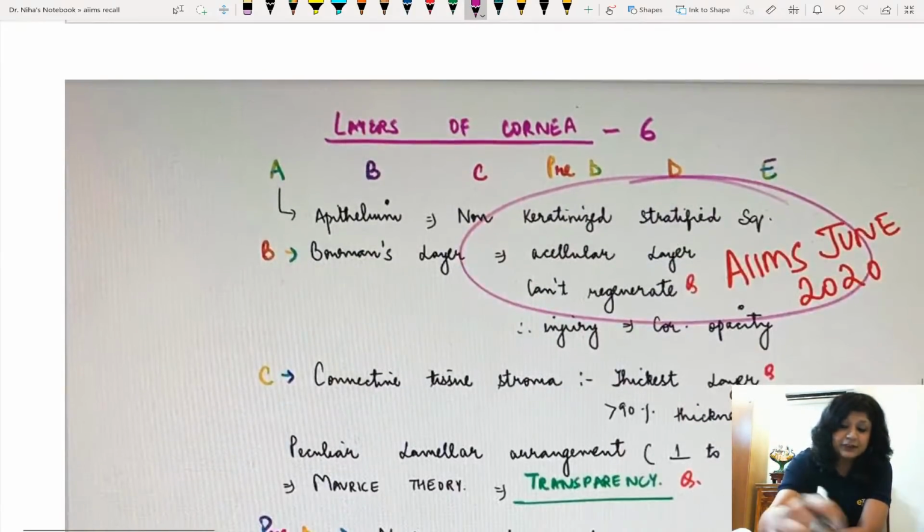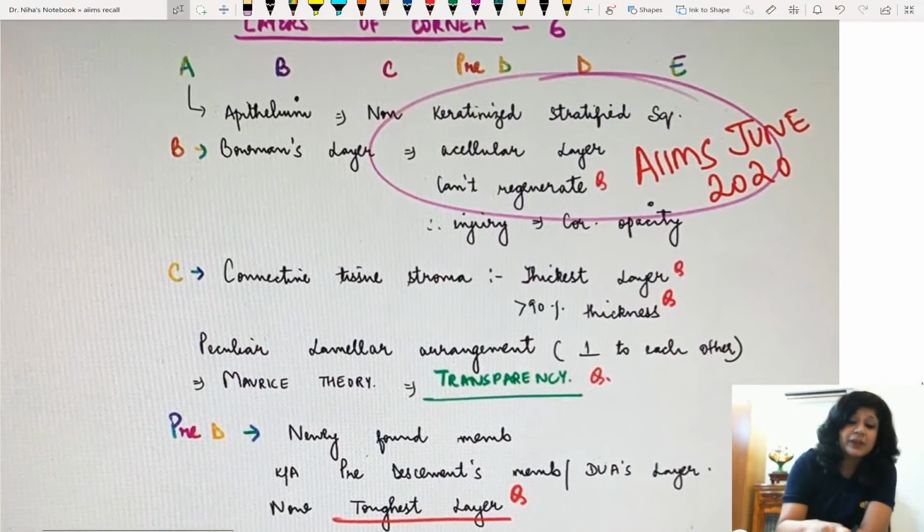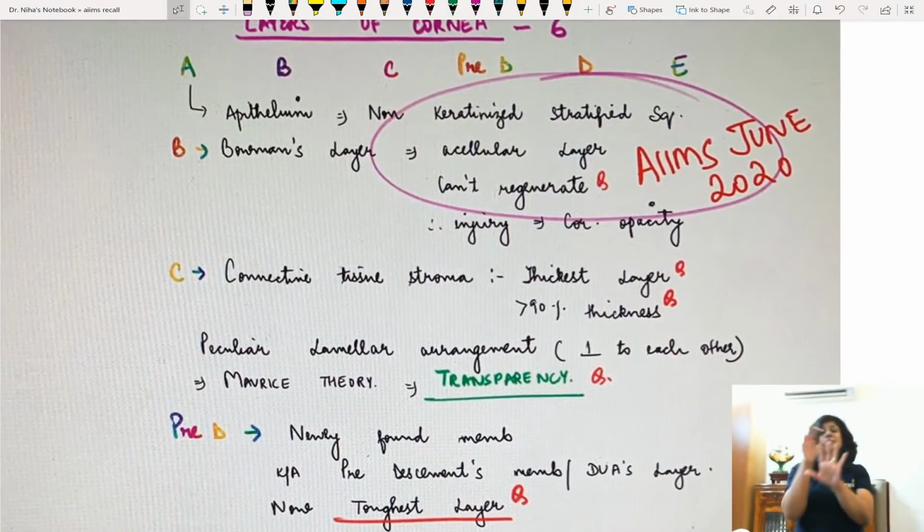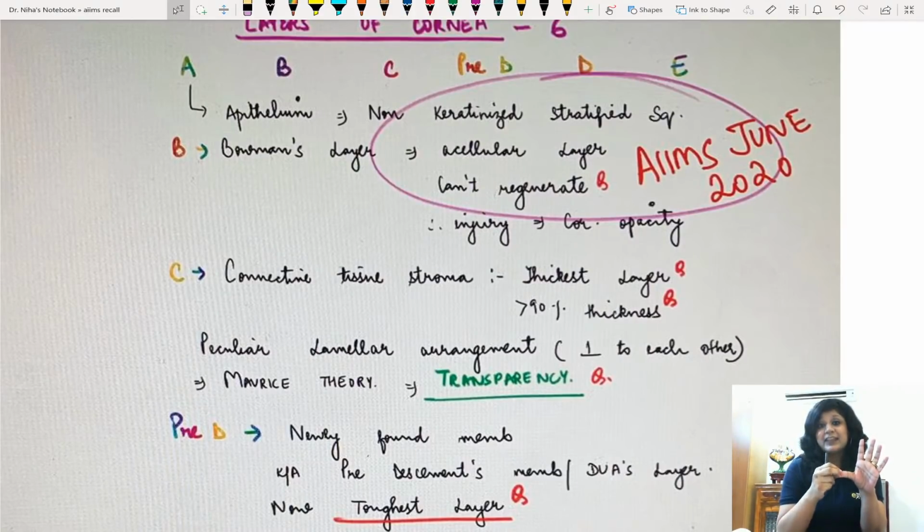Now if you see here, this we have discussed so many times in the classes, how will you name the layers of the cornea? I always say that it is A, B, C, pre-D, D and E. A is your epithelium. So it is non-keratinized stratified squamous epithelium, and epithelium is not very thick. It is just 10% of the corneal thickness, and it is also responsible for maintaining the fluid level.